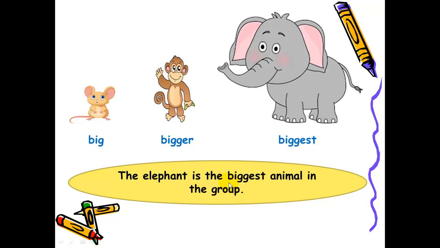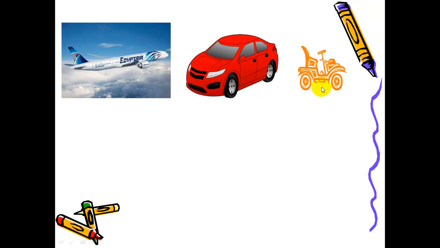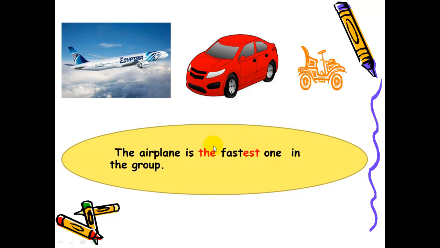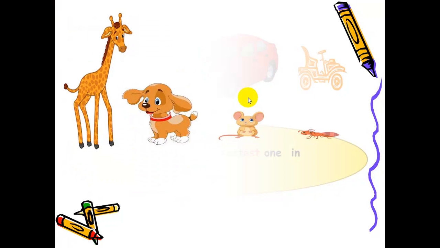I put the plus the adjective, and here I double the consonant, plus est. Why do I put the plus adjective plus est? Because I have more than two. Okay, here we have three, right? I'm comparing more than two. So I say the airplane is the fastest one in the group. Why do I put the plus the adjective plus est? Because I have more than two.